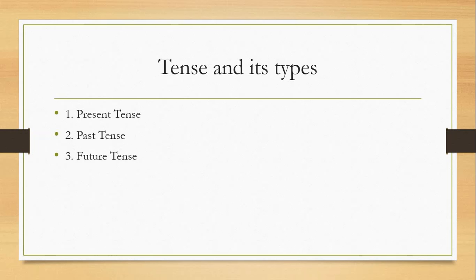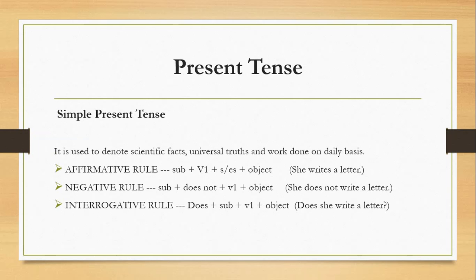First, let us see present tense: simple present tense, present continuous tense, present perfect tense and present perfect continuous tense. These are the four types. So first let us see simple present tense. Simple present tense is used to denote scientific facts. For example, the earth moves around the sun.